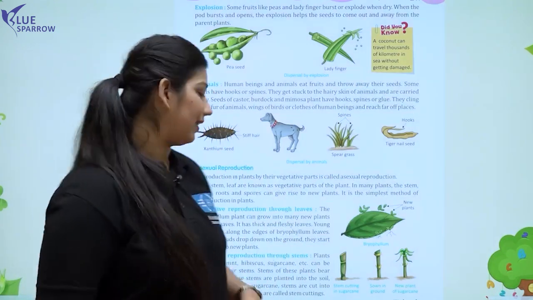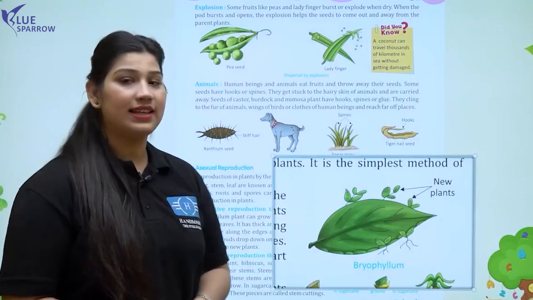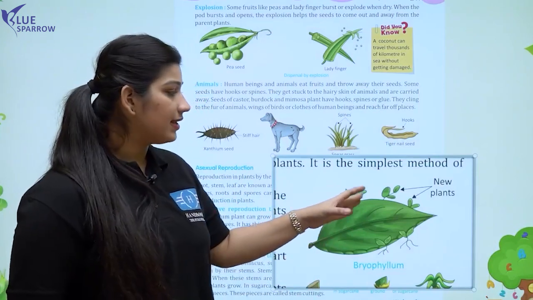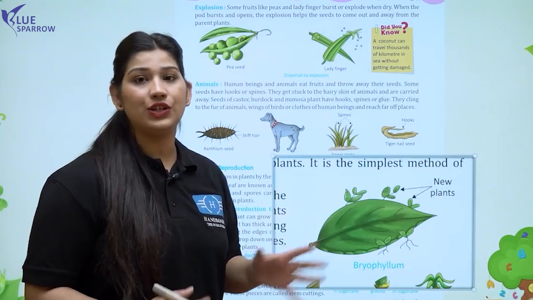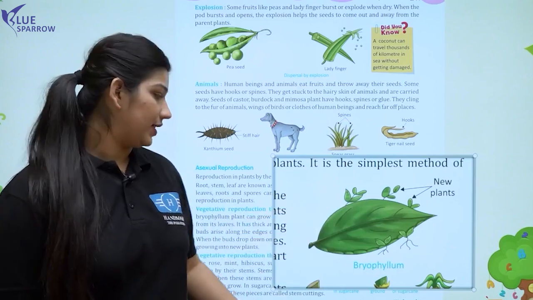Let us understand that. Vegetative reproduction through leaves. As you can see, this is the leaf of the Bryophyllum plant. New buds are arising at the edges of the leaves. Like this, new plants grow from the edges.